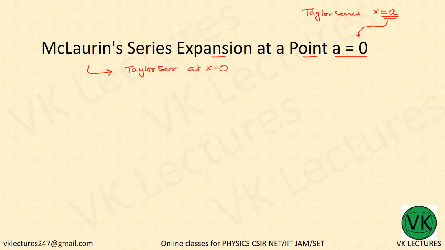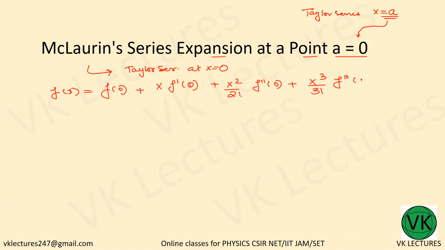This is also fine. So how will you write your f of x? f of x is equal to f of naught, instead of a you will write naught, plus (x minus a), here a equal to 0, so x into f dash of 0, plus x square by 2 factorial into f double dash of 0, plus x cube by 3 factorial into f triple dash of 0. It goes on.